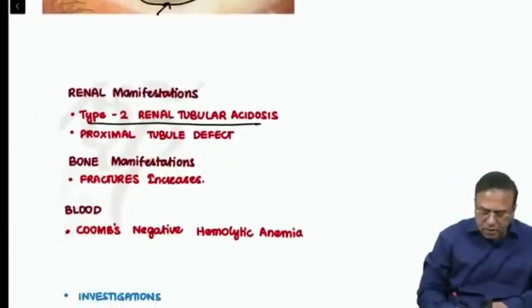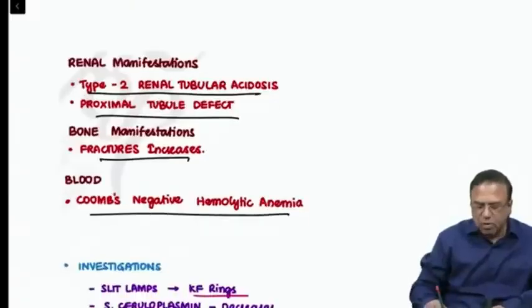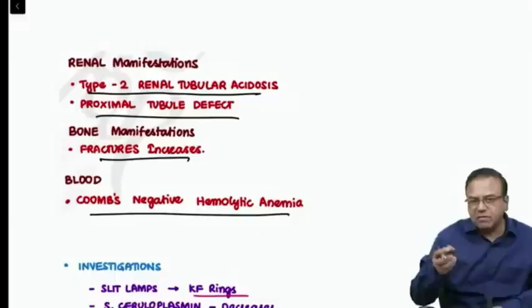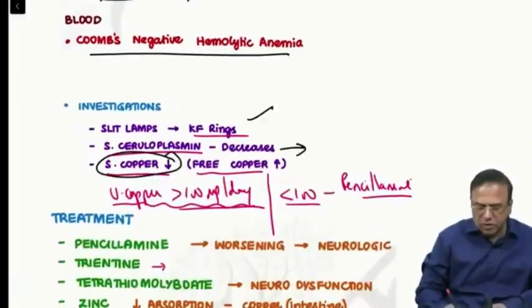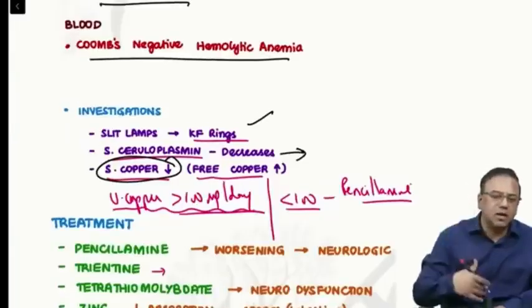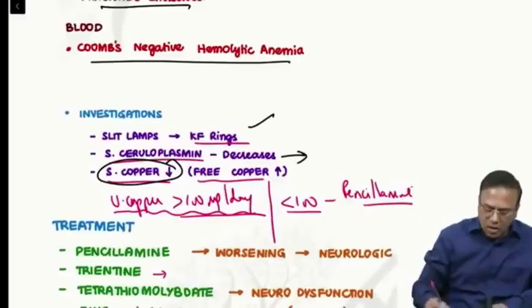These patients can come with type 2 RTA, that is a proximal tubular defect, fractures can occur, and hemolytic anemia is Coombs negative. Copper itself is toxic to the RBC. So get a slit lamp done. Ceruloplasmin is low. Because of this, be careful: serum copper is low. You know copper is high in the brain, high in the urine, everywhere high, but in the blood it's low. Why? Because ceruloplasmin is not there. However, free copper, if they ask you, be careful, it can be high.